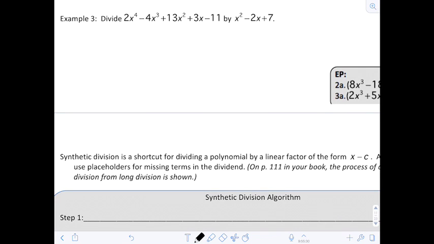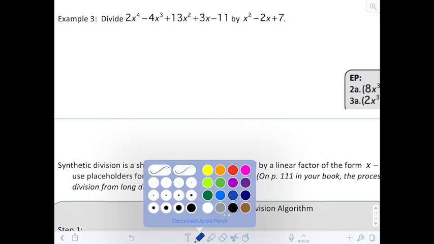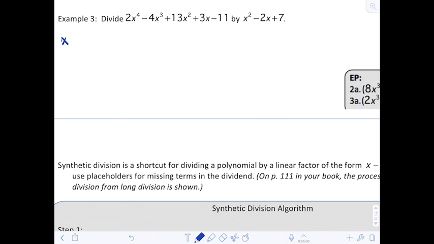I have x squared minus 2x plus 7. So let's write this out here. x squared minus 2x plus 7. And my dividend is 2x to the 4th minus 4x to the 3rd plus 13x squared plus 3x minus 11. All my variables are accounted for. 4, 3, 2, 1, and 0. So what multiplies to x squared to give me 2x to the 4th? That will be 2x squared.